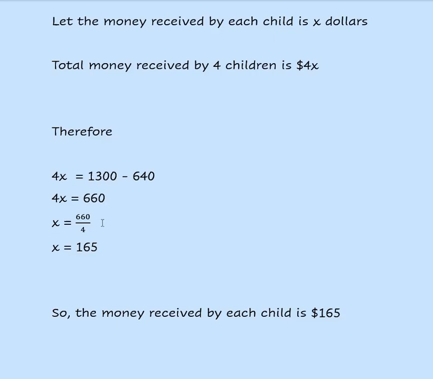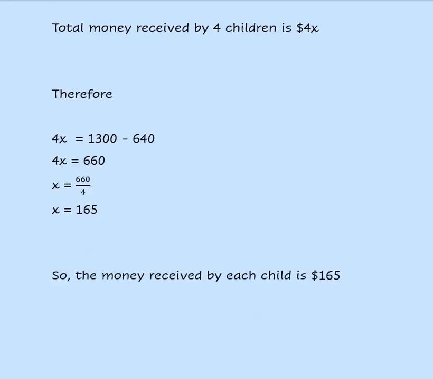X equals 660 divided by 4, or X equals 165, which means the money received by each child is $165. So the money received by each child is $165. This is the end of the first problem. Then we'll start the next problem.